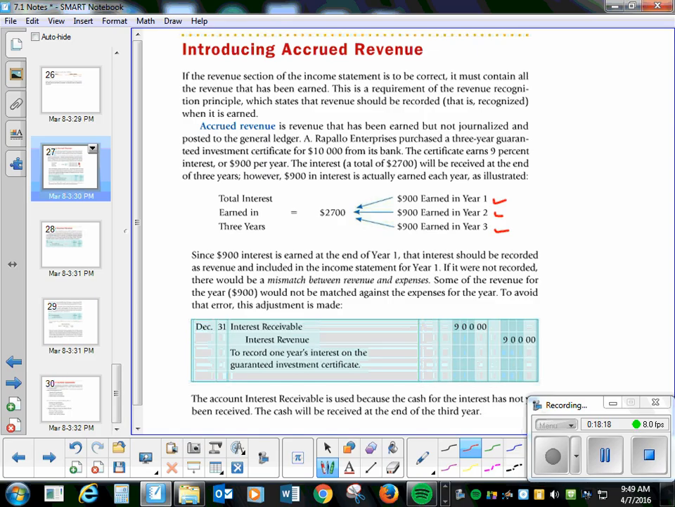Since $900 interest is earned at the end of year 1, that interest should be recorded as revenue and included on the income statement for year 1. If it were not recorded, there would be a mismatch between the revenue and expenses. Some of the revenue for the year, $900, would not be matched against the expense for the year. To avoid this error, we need to make an adjustment. Our interest receivable goes up by $900 and our interest revenue goes up by $900.